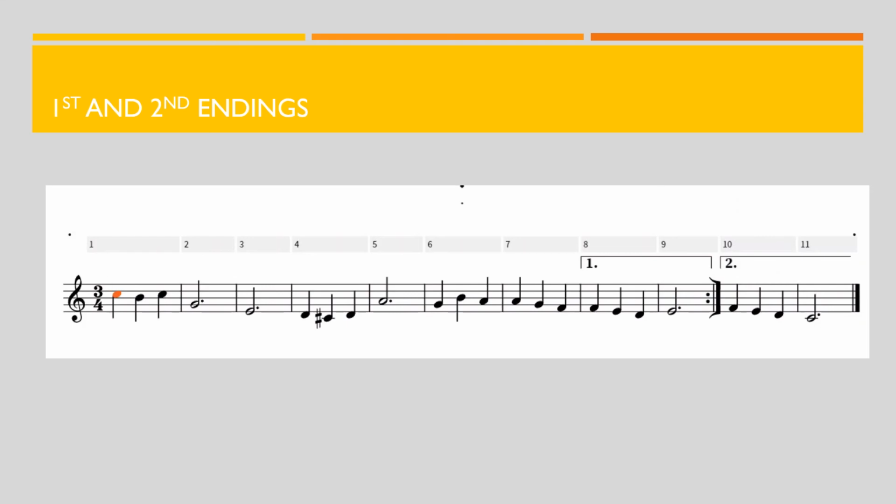Let's look at an example that uses first and second endings. For this example, we would sing the beginning, measures 1 through 7, and continue with measures 8 and 9, where we see the repeat sign. We go back to the beginning, sing measures 1 through 7 again. Instead of singing measures 8 and 9, however, this time we skip those and sing measures 10 and 11 to get to the end of the example. You may recognize this song. Let's go ahead and listen to it.